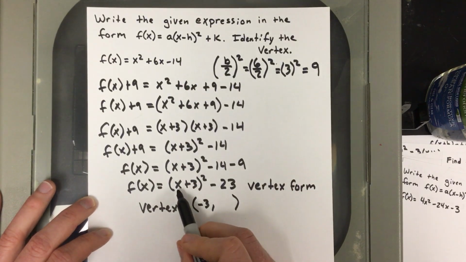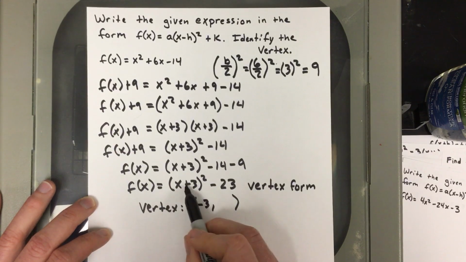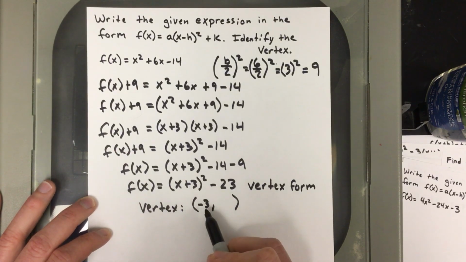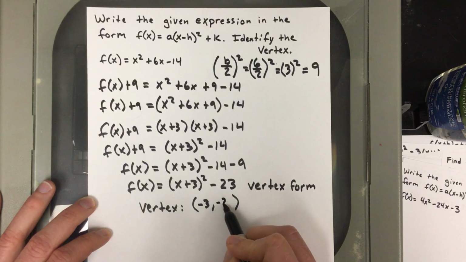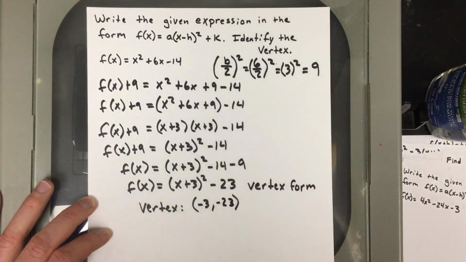The other way to think about it is, what number would zero this out? Well, that number would be negative 3. Negative 3 plus 3 would be 0, so that's the number, or the x value for the vertex. And then the y value is going to be this one out here, which is minus 23. And that's how you convert from standard to vertex form.